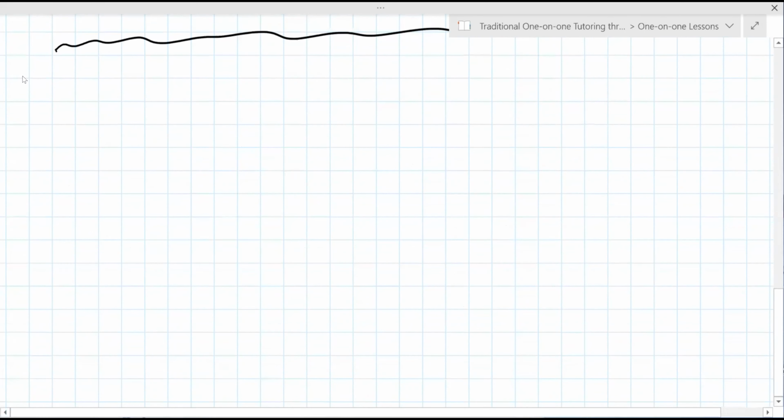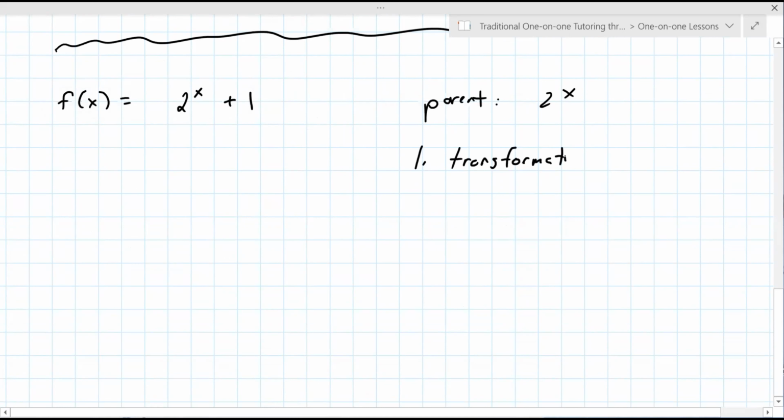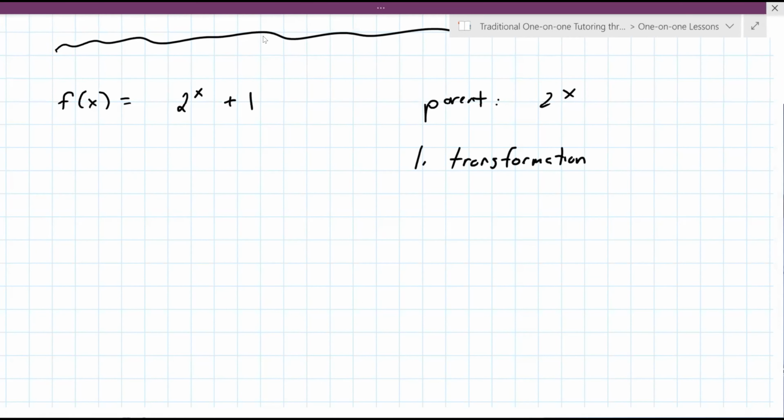Okay, so the parent function is 2 to the x. We already said that. The next thing I want to ask you is, what is the transformation? What is the transformation that you see? I see that it just becomes 2 to the x, no f of x, and no plus 1, it's just 2 to the x. The only transformation is this plus 1 here.